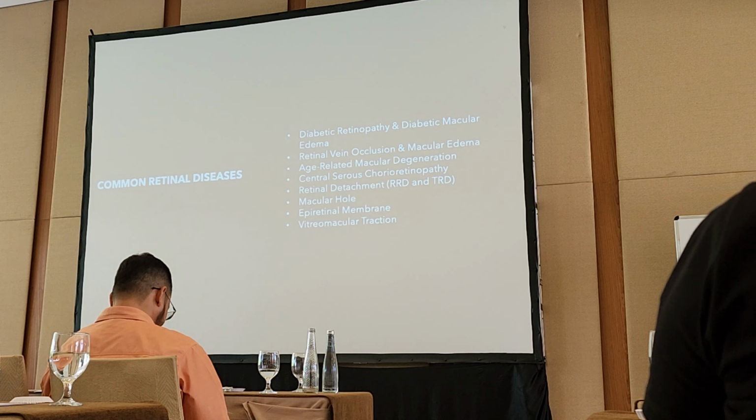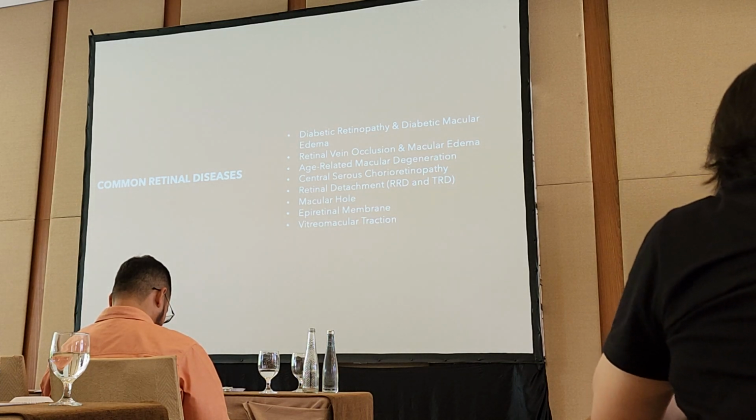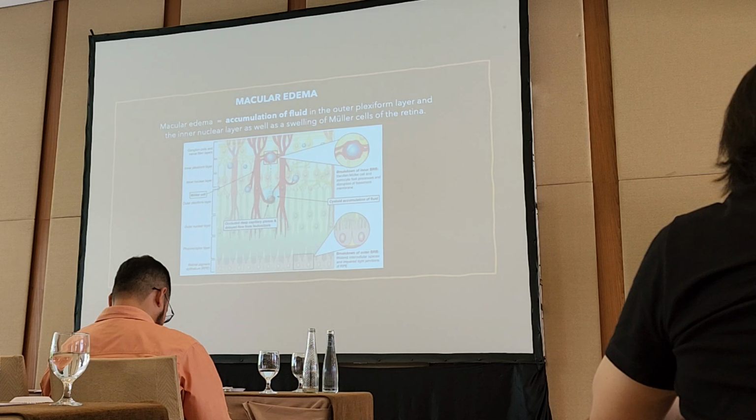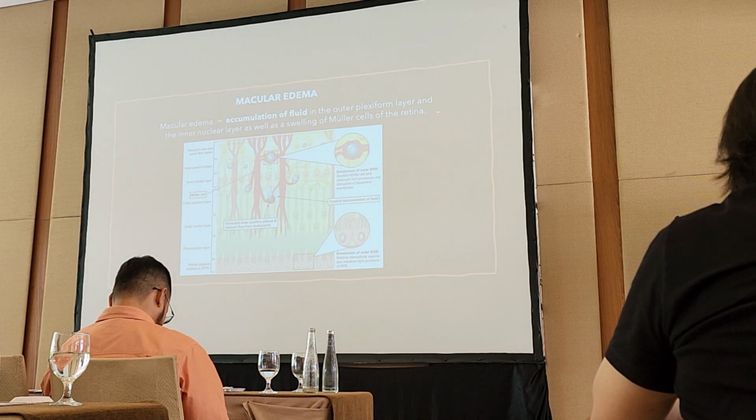Okay, so these are the common retinal diseases that we usually encounter in our clinic. There is retinopathy, retinal vein occlusion, ARMD, central serous retinopathy, retinal detachment, macular hole, epiretinal membrane, and vitreomacular traction. So first we will discuss macular edema. Macular edema is actually accumulation of fluid in the outer plexiform layer and the inner nuclear layer as well as swelling of nuclear cells of the retina. So mostly it's on the outer plexiform layer, the fluid.